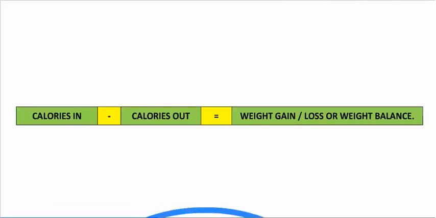The energy equation. Every situation of weight loss, weight gain, or weight balance is attributed to the energy equation, in which calories out, or calories used by the body, is subtracted from the calories in, or the calories consumed by the body. When calories out is greater than calories in, weight loss occurs. When calories in is greater than calories out, weight gain occurs. And when both values are equal, weight is maintained.